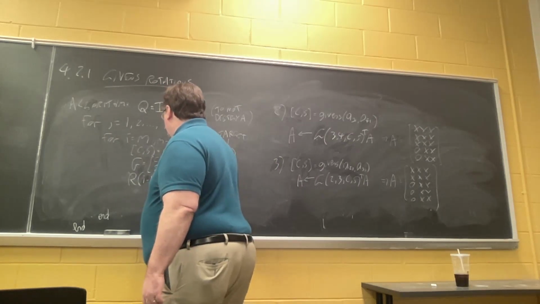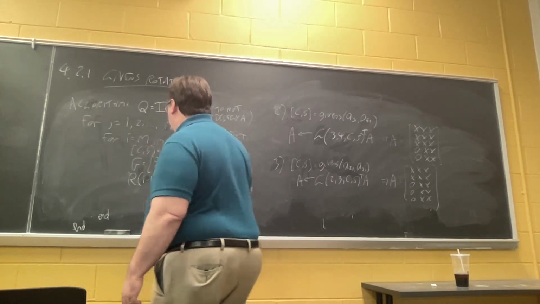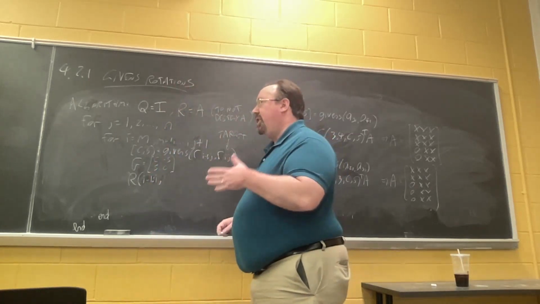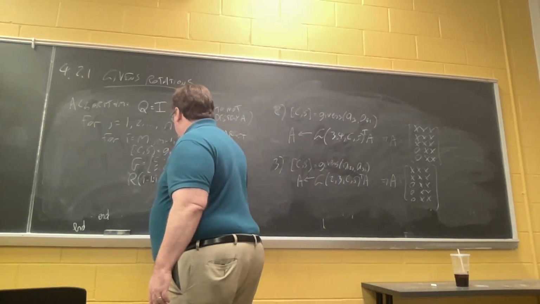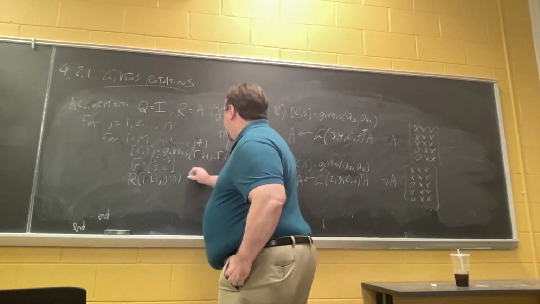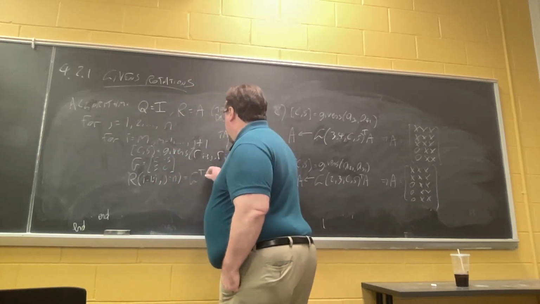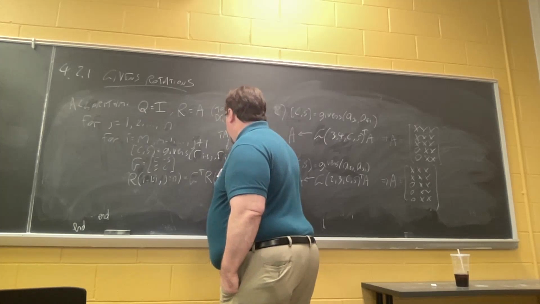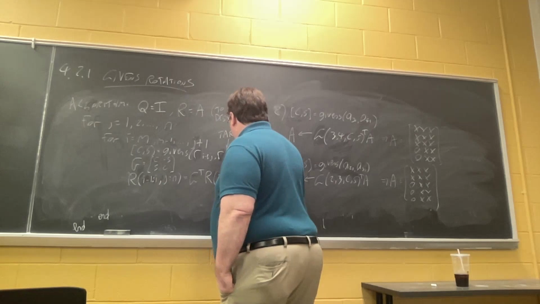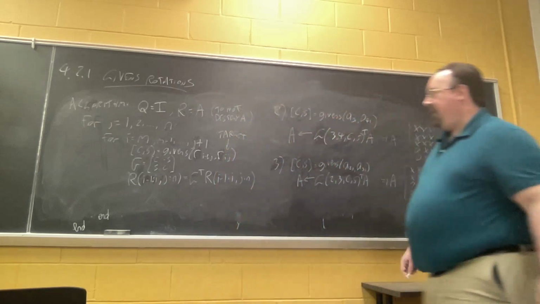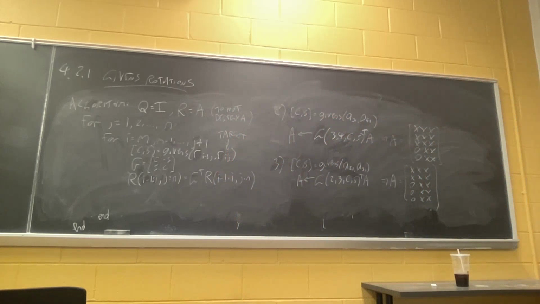I'll use MATLAB's colon operator. We're doing our work in column J, so we only need to look at columns J through N, and we'll just rotate those two rows. That way it's only working on the portion of the matrix that it actually needs to. So that has the effect of eliminating the ij entry.